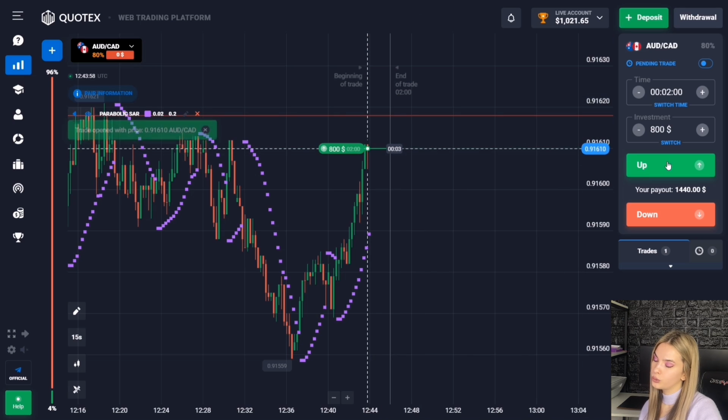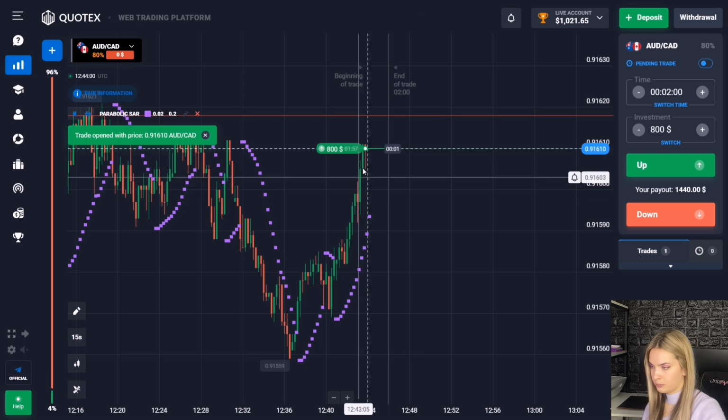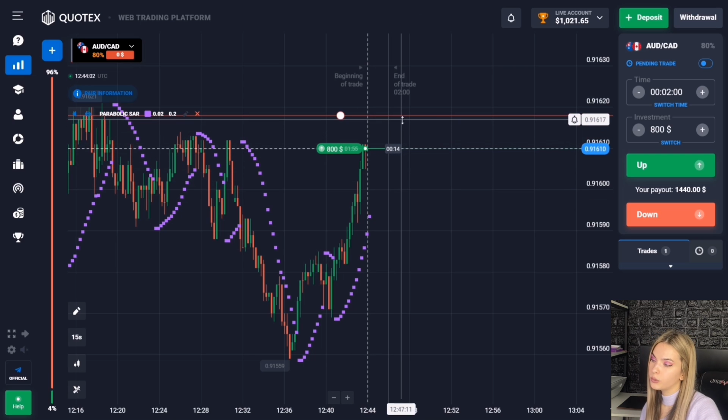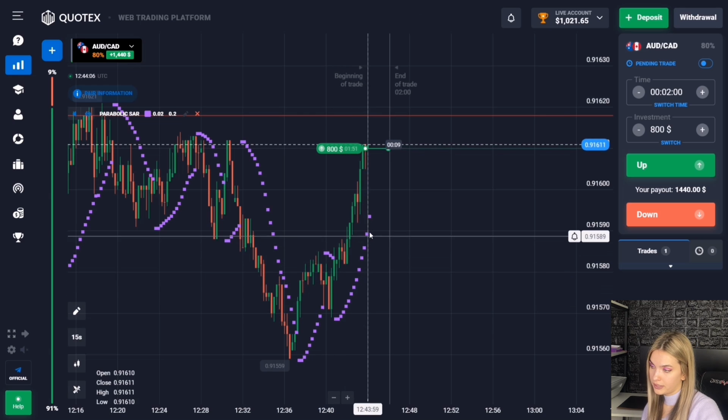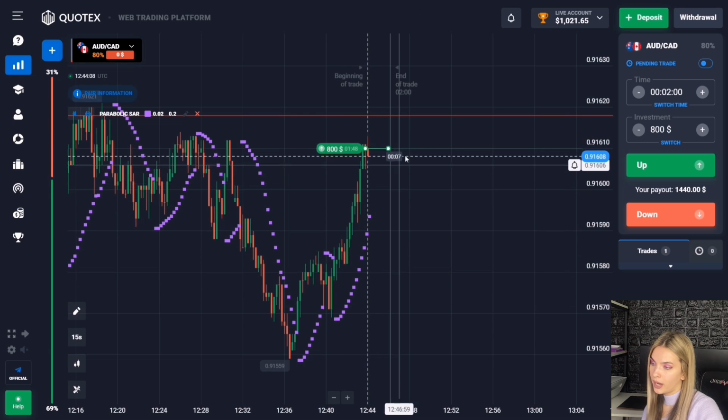Let's open a deal for 2 minutes to go up. The price has an excellent potential to go up. It is more likely that it will continue to move towards the level. At the same time, our entry point is also confirmed by the indicator. Points are formed from the bottom of our chart.